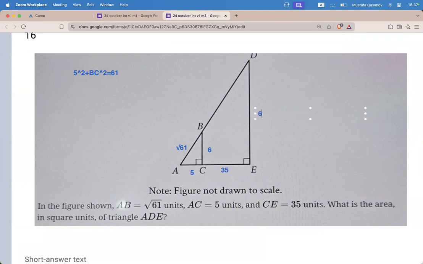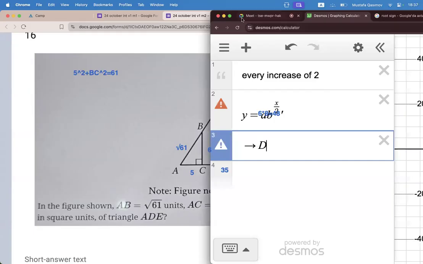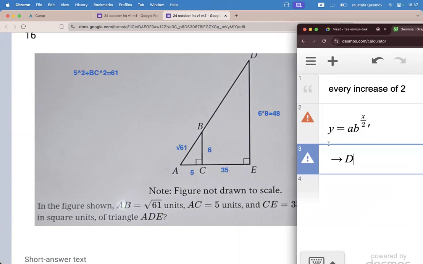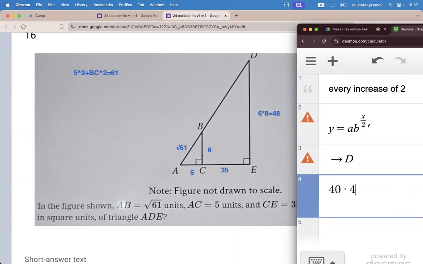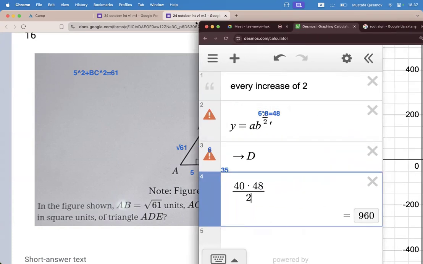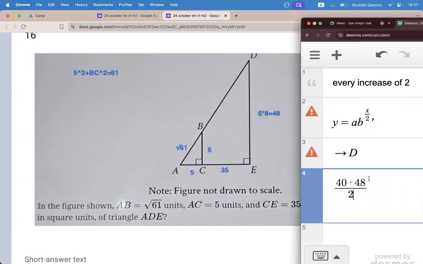It makes here 6 multiplied by 8, which is equal to 48. And from here we can find its area using this formula. Area is equal to 40 multiplied by 48 over 2. So the answer is 960.